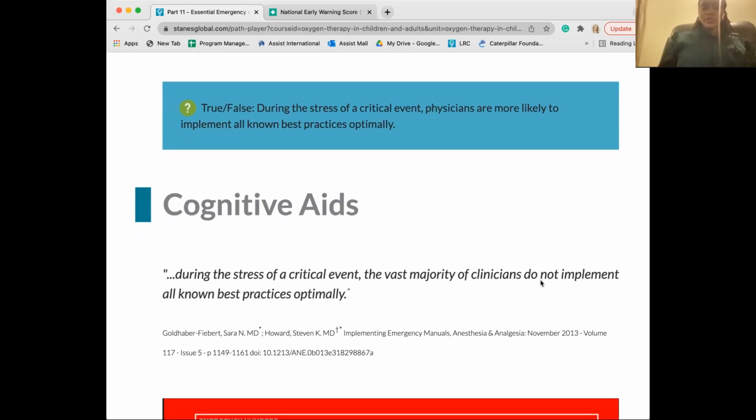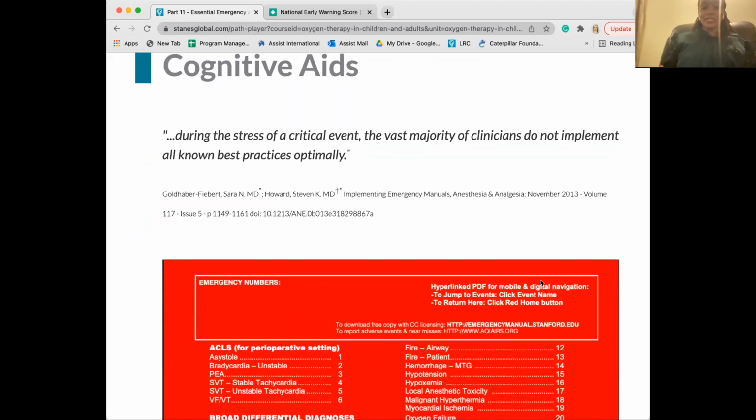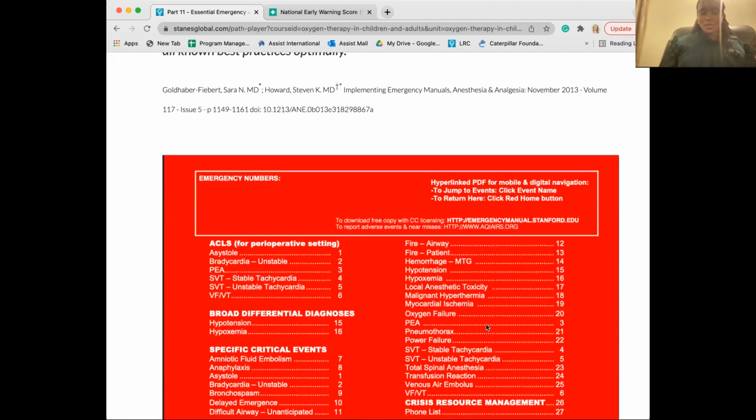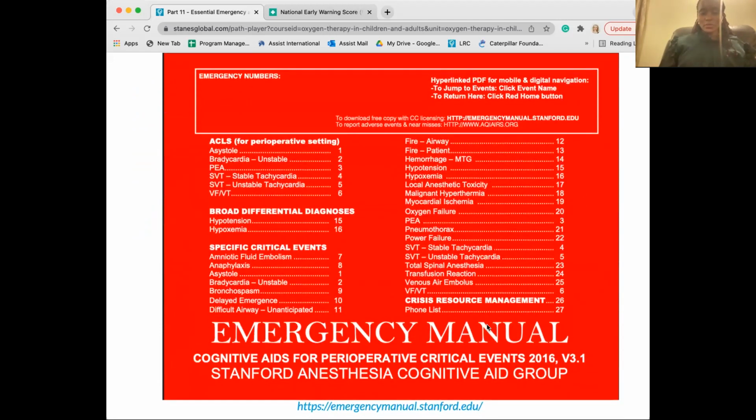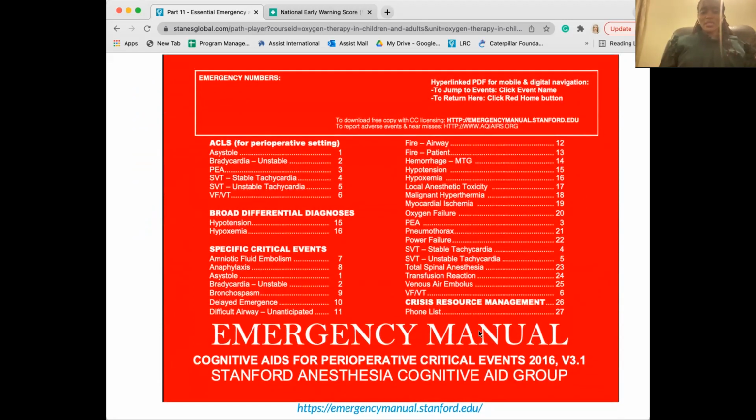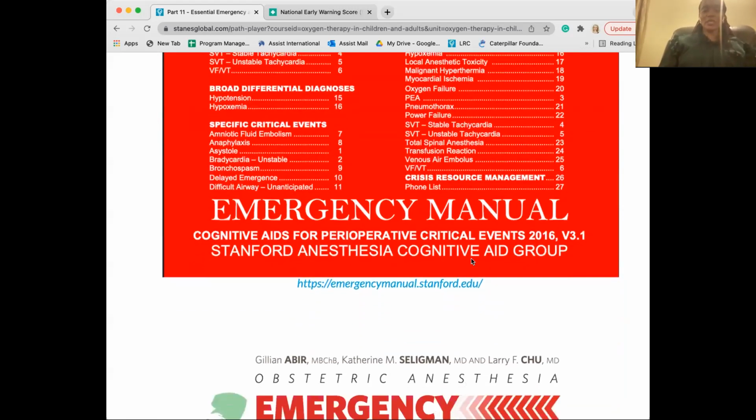So during the stress of a critical event, the vast majority of clinicians do not implement all known best practices. This is a study that was done, and this is what they identified: most clinicians are not able to implement everything optimally. I'll go down. This is the Stanford Anesthesia Cognitive Aid Group. It's just an example of how various facilities also have manuals, and these manuals help you in managing the patient.